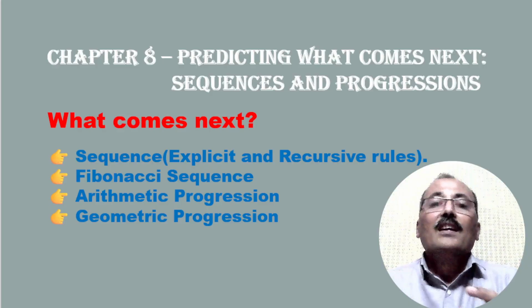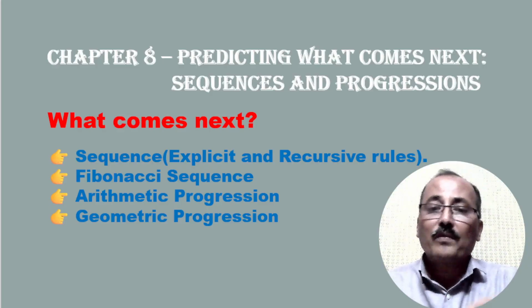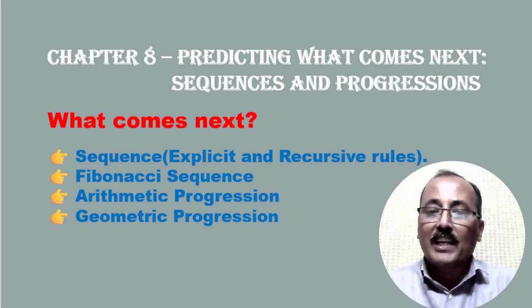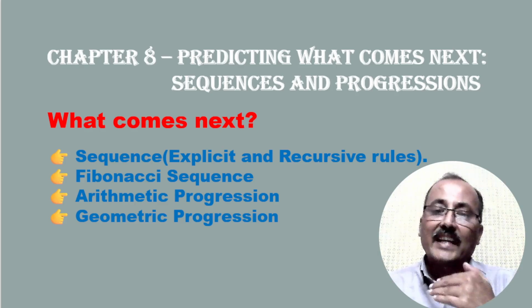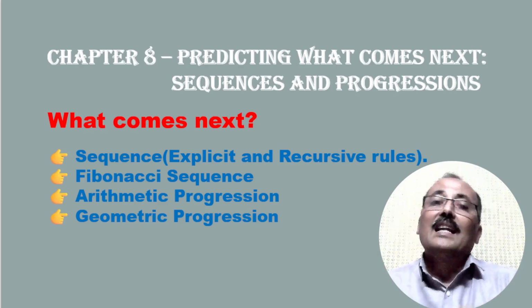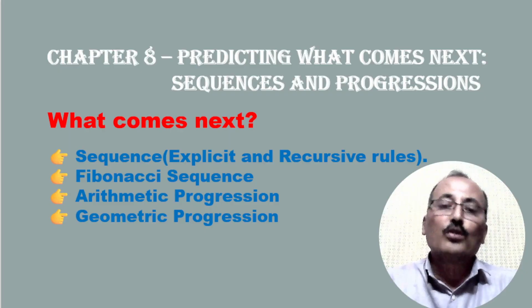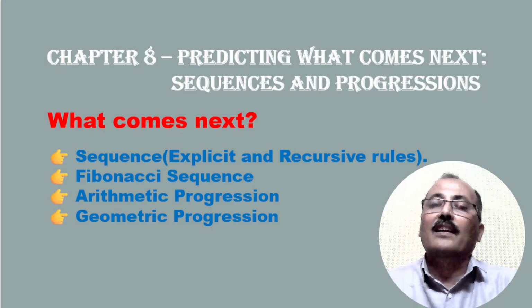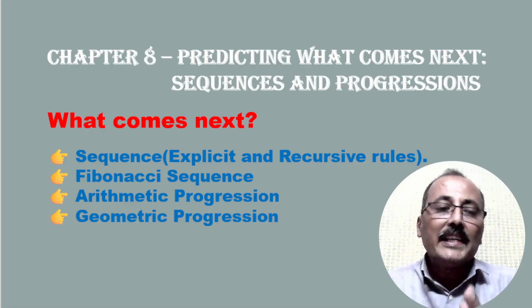The Fibonacci sequence. What is meant by Fibonacci? You would have heard about the Fibonacci sequence often. Then arithmetic progression and geometric progression. Arithmetic progression is taken from 10th and geometric progression from 11th and given to you. But don't worry, they are all very simple. Only a slight introductory part is being given.